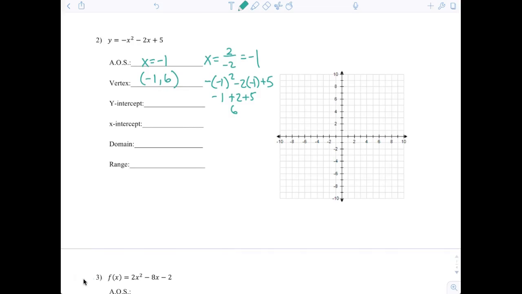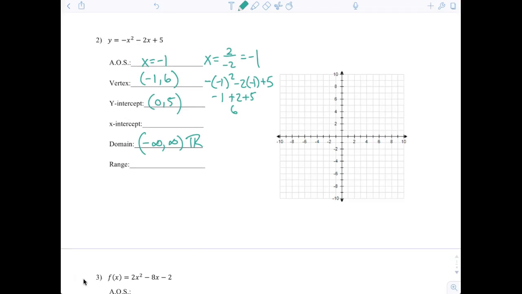The y-intercept, somebody tell me. 0 comma 5. Whoever was listening, tell me what the domain is. Yay, good job, guys. All real numbers. Good job. All right, practice writing the symbols, just depending on who your teacher is next year, what they want. Just like that up on the board.